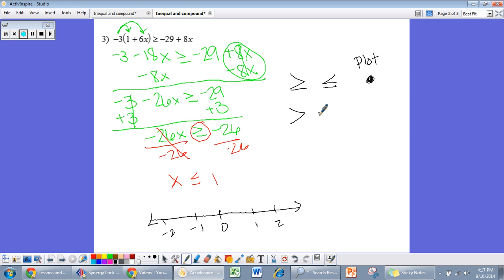Whenever we have a greater than or less than, it's not equal to that value, so we represent that by plotting with an open circle. You might remember that from Algebra 1. So let's go ahead and plot this.